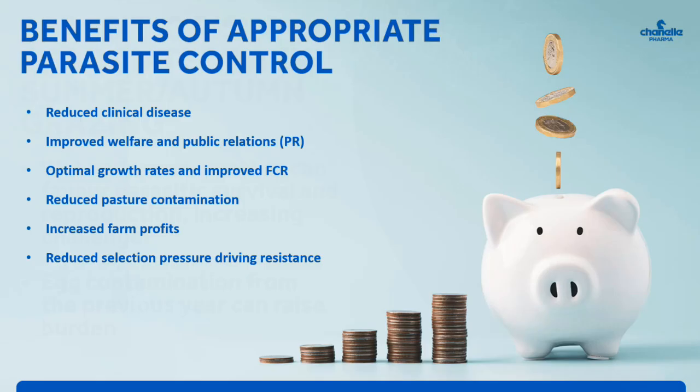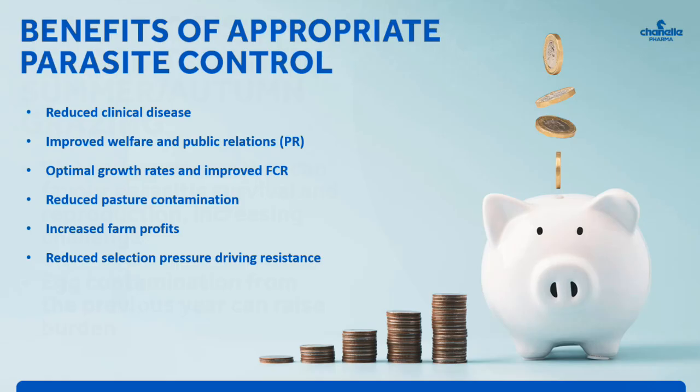Another benefit is we will optimize growth rates and improve feed conversion ratios, and this is by addressing that subclinical disease. So remember, parasitic infections are often invisible. They go under the radar when they're not quite at the level where clinical disease is seen. And if we can deal with this subclinical problem, we will improve the production parameters of the animals.